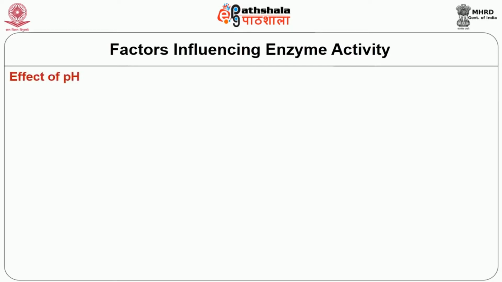Effect of pH. Let me take up first the effect of pH. pH is the negative logarithm of hydrogen ion concentration, and it decides the acidic or the basic nature of the environment in which the enzyme is acting. For catalase, which is a liver enzyme, the optimum pH is found to be neutral pH, that is 7.